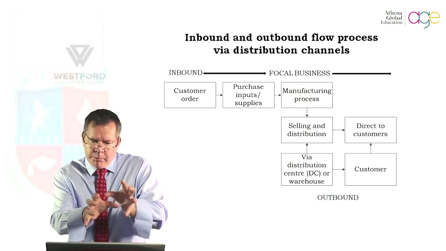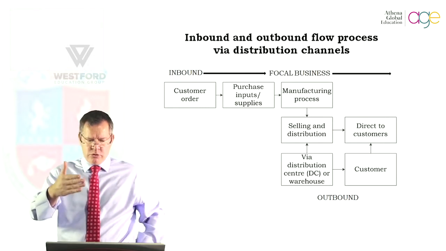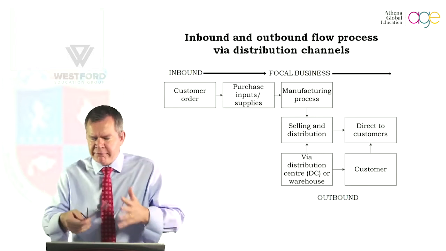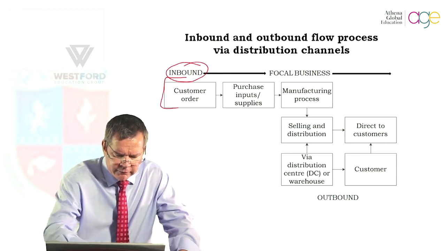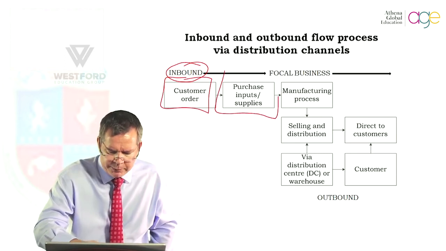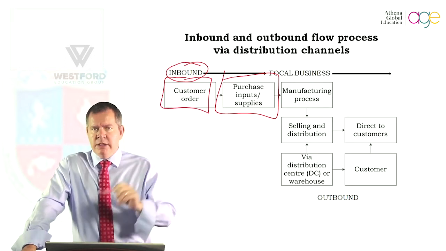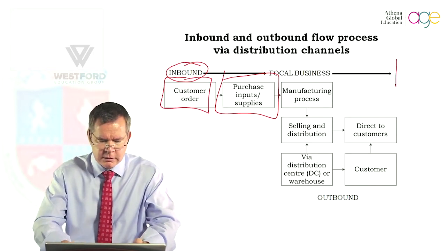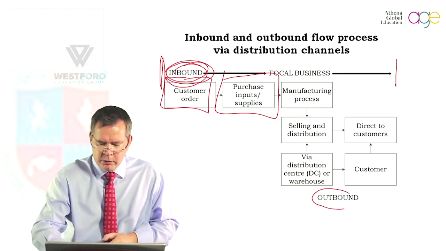Let's talk a little bit more about this inbound and outbound flow process via the distribution channels. Again, just to position the purchasing manager and to talk a little bit about the role and the function that you need to perform here. Inbound, I have a customer order that needs to be executed. The purchase happens there, inputs from suppliers, and it then goes through to the manufacturing process. So at this point, the focal business sits between inbound and outbound.